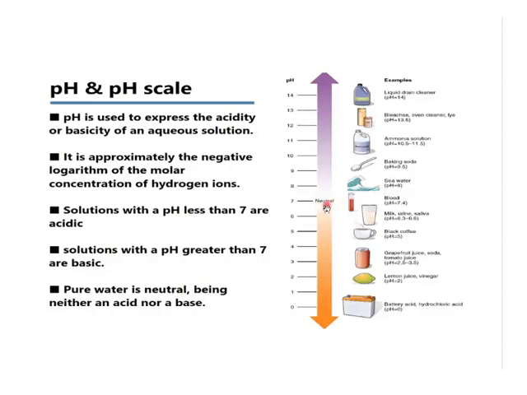Which is not an acid, not a base. But if pH is lower than 7, it will be called an acid. Near to 0, strong acid, and near to 7, weak acid.